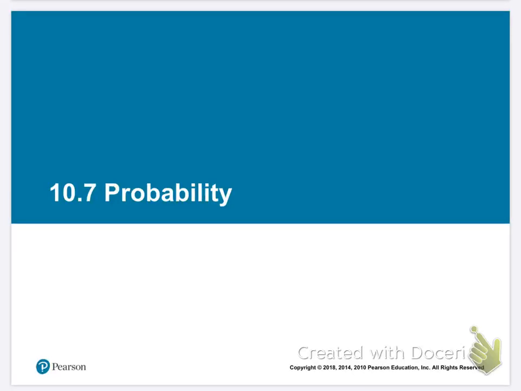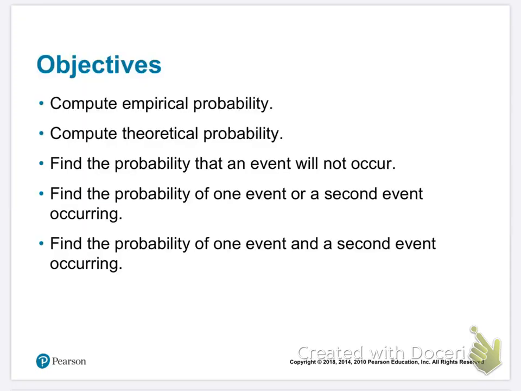Okay, we made it to the last section in 10.7, probability. Yay! Over these next 3 days, you are going to learn how to compute empirical probability, compute theoretical probability, find the probability that an event will not occur, find the probability of one event or a second event occurring, and find the probability of one event and a second event occurring. So the first one here was or, the second one was and. I don't know if I read it that way.